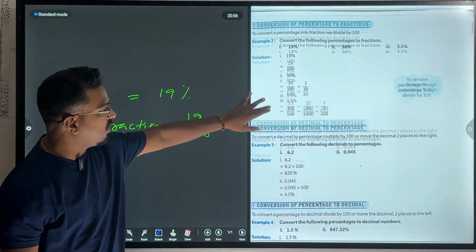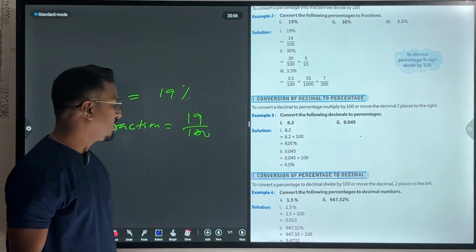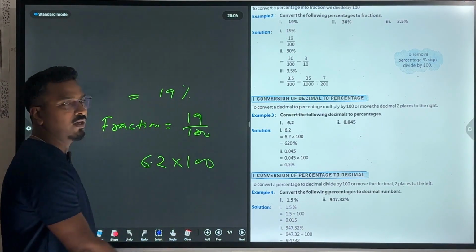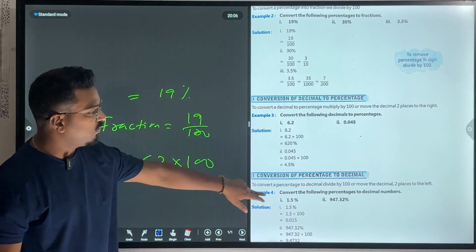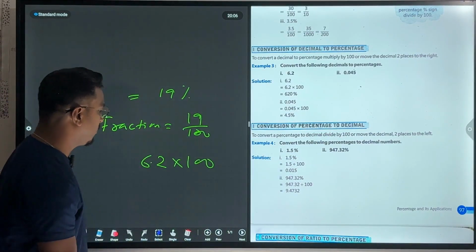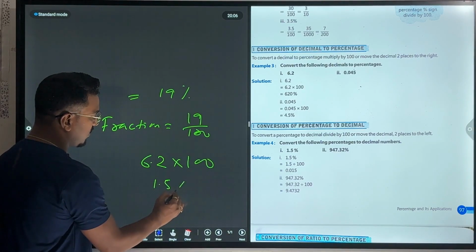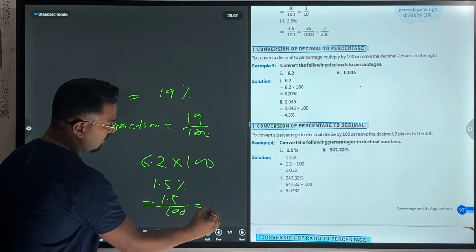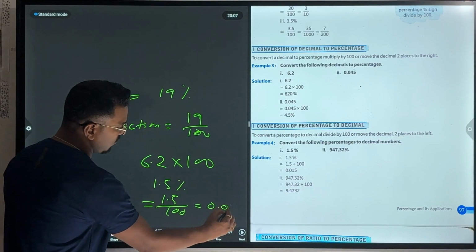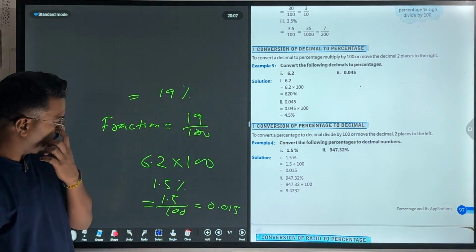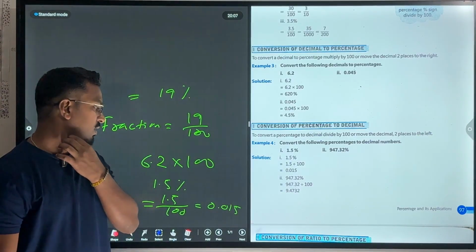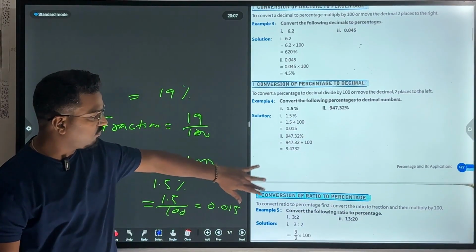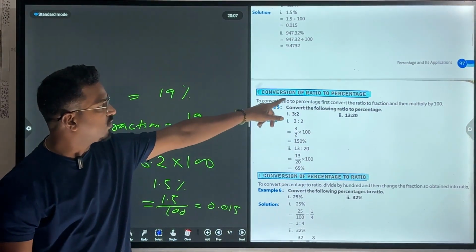Conversion of decimal to percent. In this case a decimal is given. If you want to convert into percentage, you have to multiply by 100. Similarly, percentage to decimal. Suppose 1.5% is given. If you want to convert, 1.5 divided by 100 will become 0.015, and that will be converted into decimal. Fine. These are the few terms.